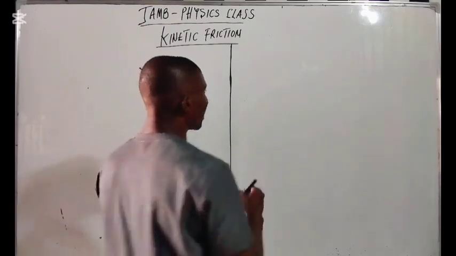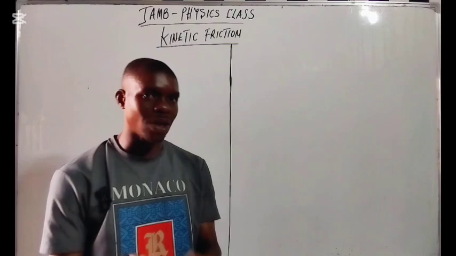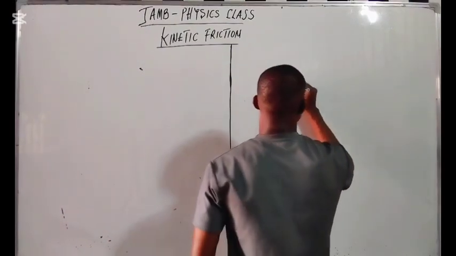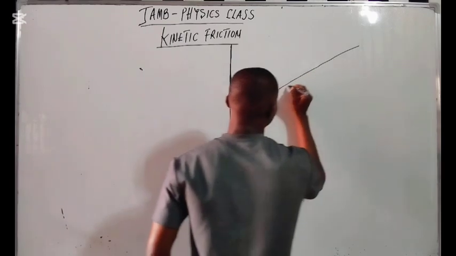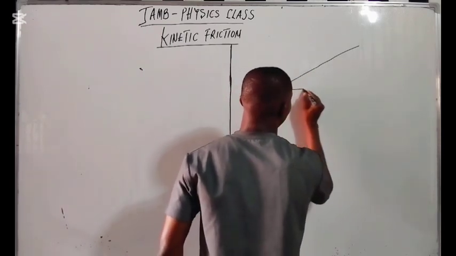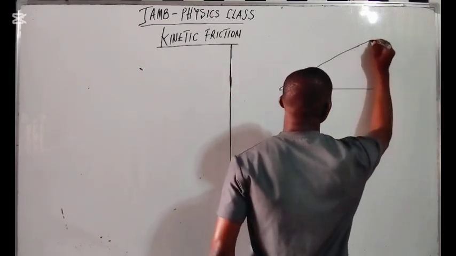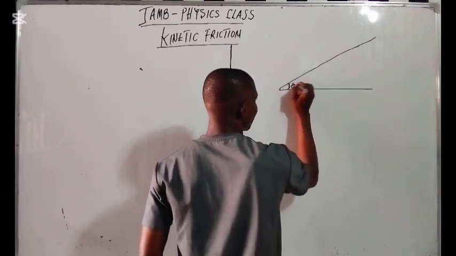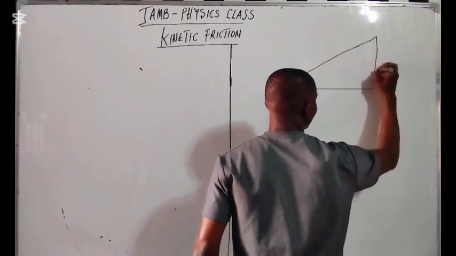And it's going to be on an inclined plane here. Please pay close attention because I'm going to explain this very well. We are going to look at an inclined plane. Let us say this is the floor, right? An inclined plane is always at an angle to the floor. This is an inclined plane.